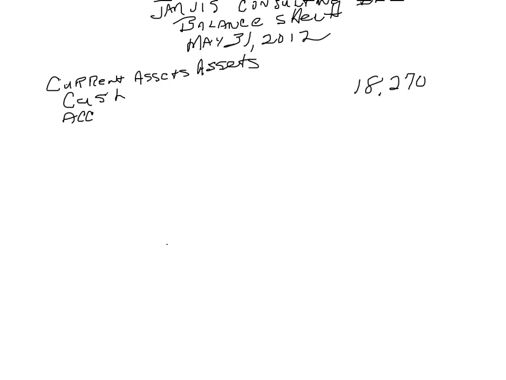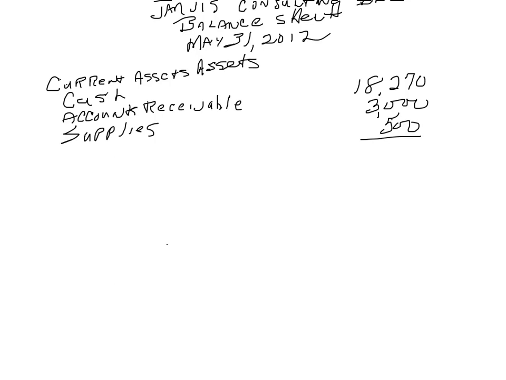Okay, now the balance sheet. Jarvis Consulting, Inc., balance sheet, May 31st, 2012. We start off, of course, with assets. And the first grouping of assets are current assets. All right, and the first current asset is cash. And cash has a balance of $18,270. The next is accounts receivable. Now you have to put the whole thing. This is a formal financial statement. No short forms. Must be organized nicely and professionally. $3,000. Then we have supplies. Okay. And supplies are $500.